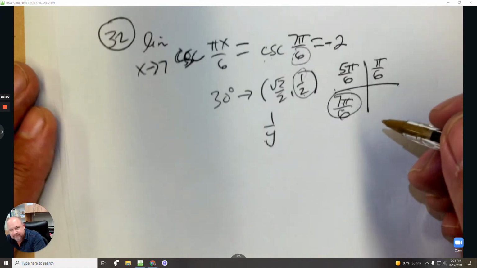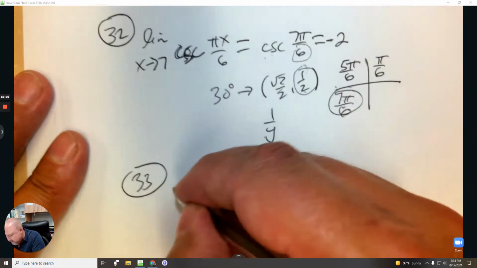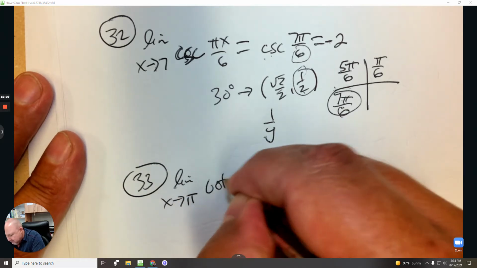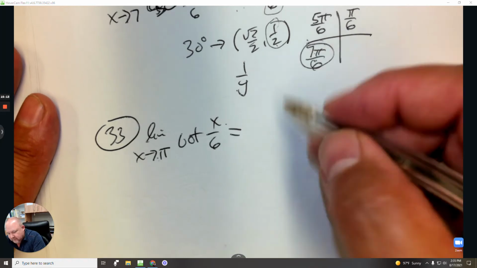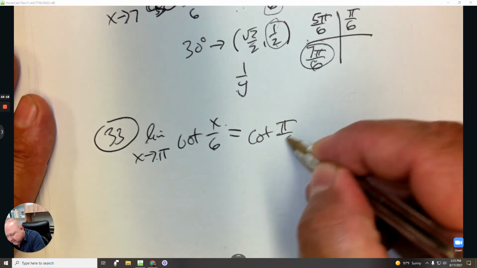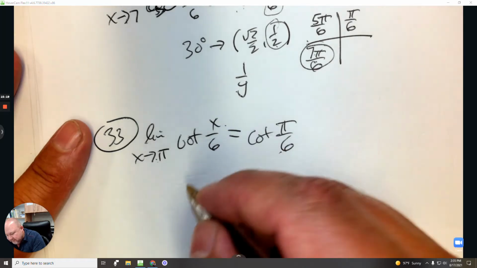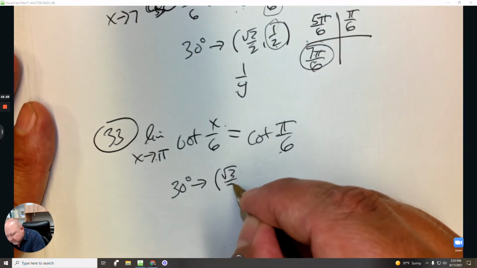33. The limit as x approaches pi of cotangent x over 6. So we're going to evaluate there because it's continuous. Let's go through it again. The denominator, it's a 6. So that means it's a 30-degree reference angle. That's root 3 over 2 and 1/2.